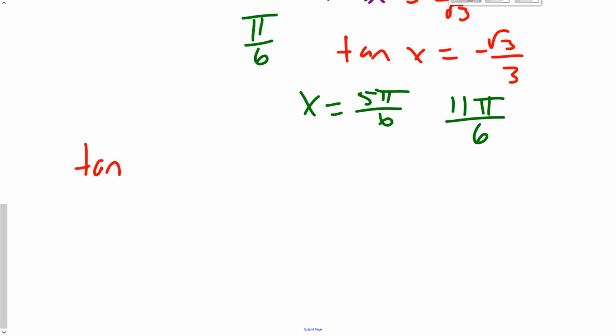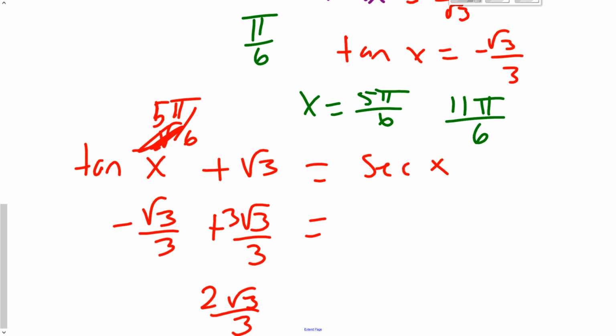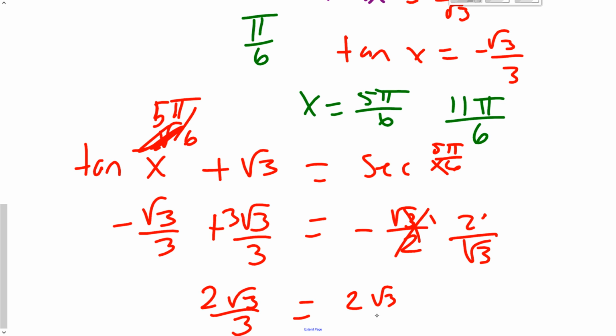So I have tan x, where x is 5 pi 6. That's my angle, and that's just going to give me a negative root 3 over 3. And then I'm going to add root 3, which is the same as adding 3 root 3 over 3. So we get 2 root 3 over 3. But then on the right side, we have secant of x. Well, secant of x deals with cosine, and cosine of 5 pi 6 is root 3 over 2. And since we're in the second quadrant here, this is going to be negative. And then we flip that, because this is cosine, so I have to flip it, right? So that gives me 2 over root 3, which is 2 root 3 over 3, but it's negative.